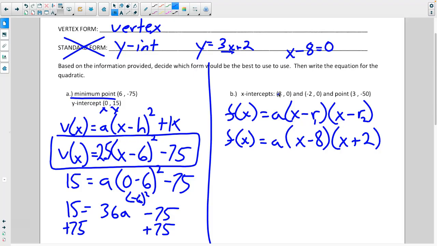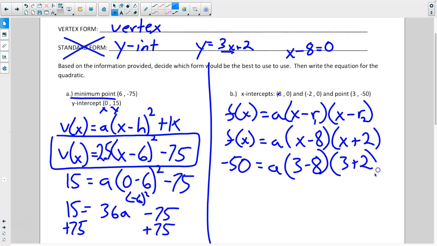That was very good. And now, so we plugged in the first couple things we knew. Now we plug in. What do you think we plug in? What is that point? Yeah, 3, negative 50. So I'm going to have negative 50 is equal to a, and then parentheses, 3 minus 8, and then 3 plus 2.